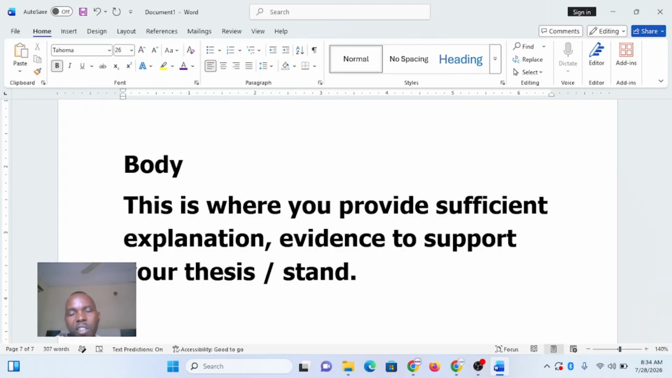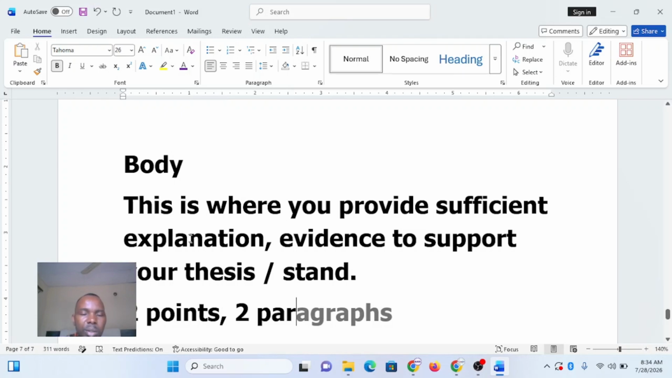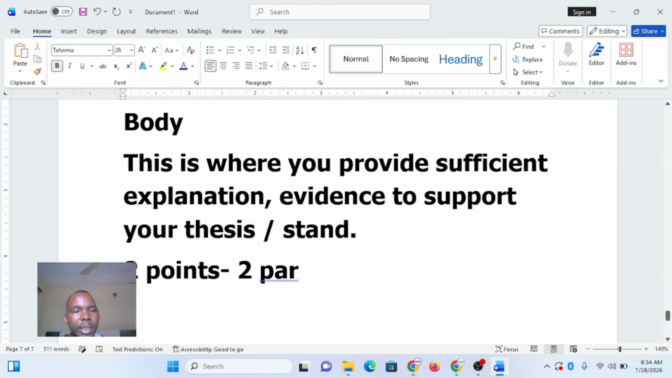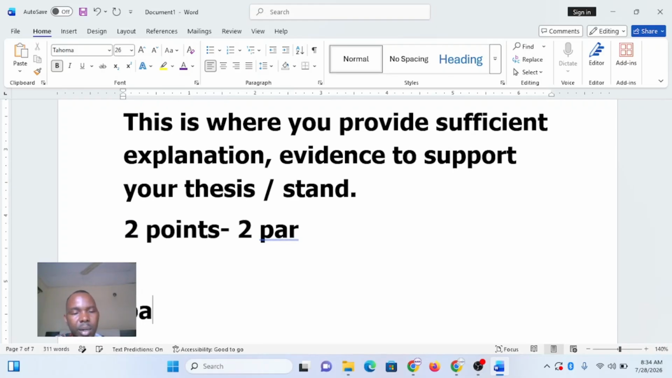Now, the number of paragraphs depends on the number of points. If you have 2 points, that means you will have 2 paragraphs, because a point will be inside 1 paragraph. So 2 points, 2 paragraphs, 3 points, 3 paragraphs. I don't think you will have time for up to 3 points. So that is it. Now, how do you write the first body paragraph?